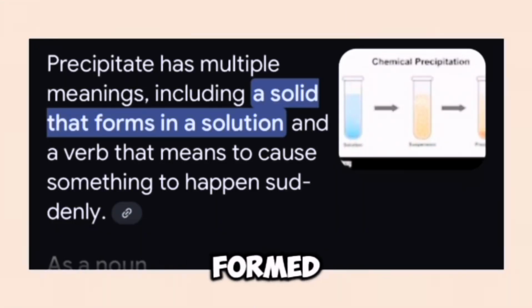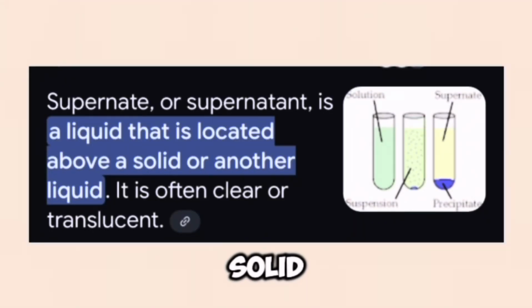As we let the solution settle for 15 minutes, we observed the precipitate and supernatant form. A precipitate is a solid substance formed in a substance during a chemical reaction. A supernatant is a liquid lying above a solid precipitate after a chemical reaction.